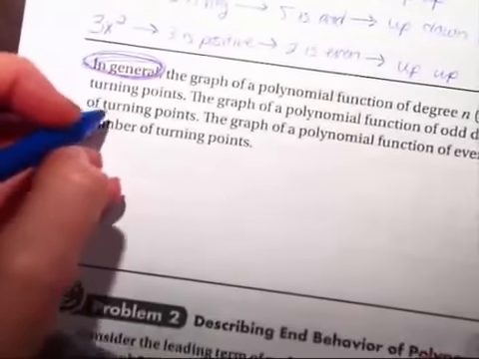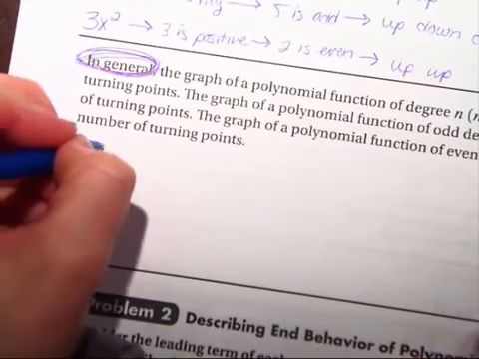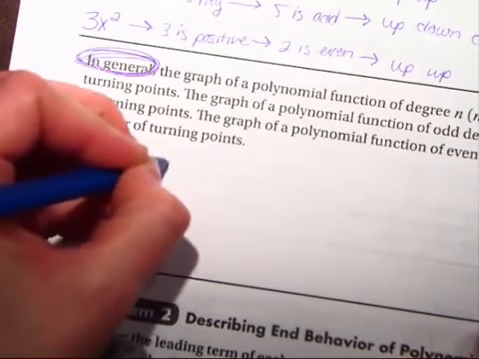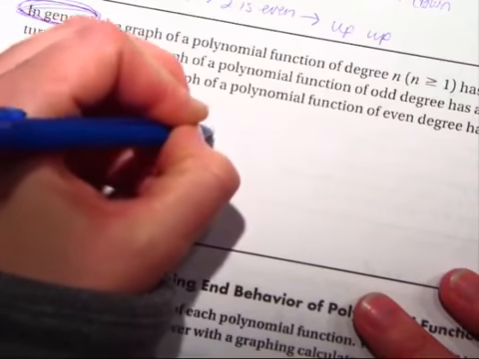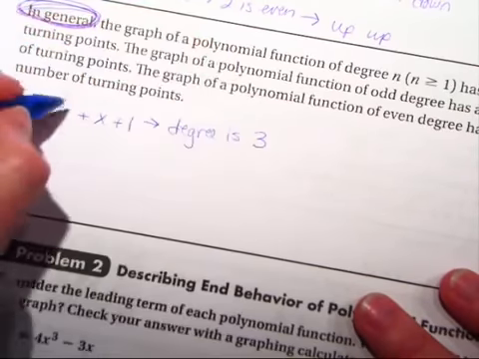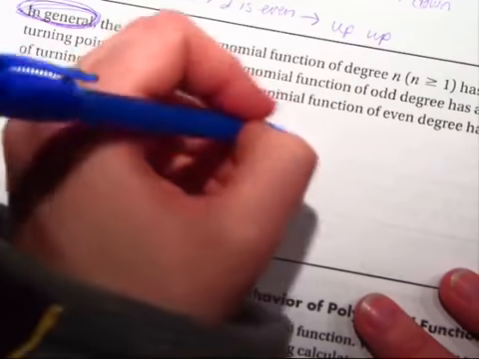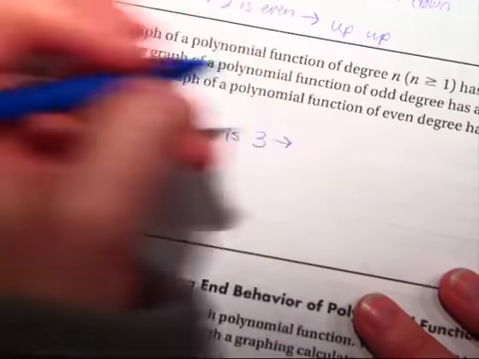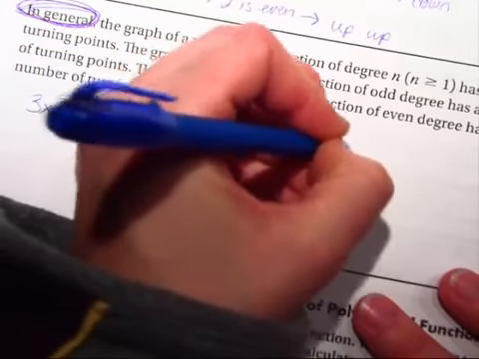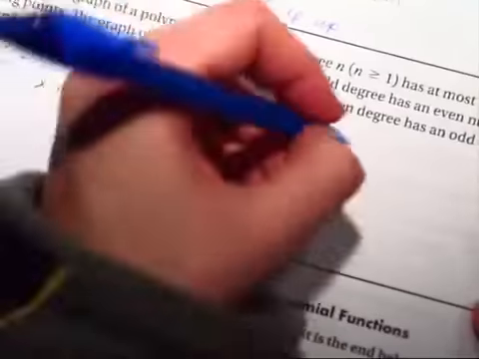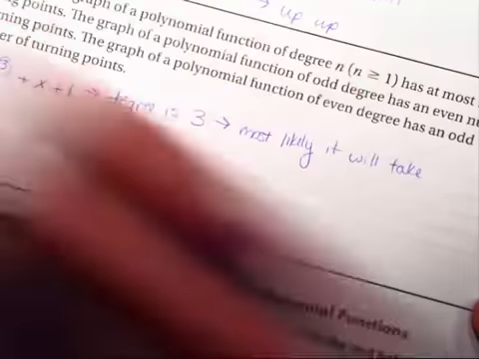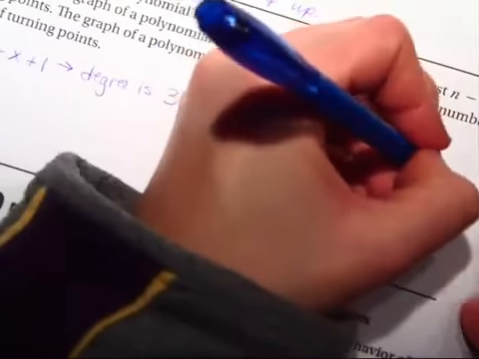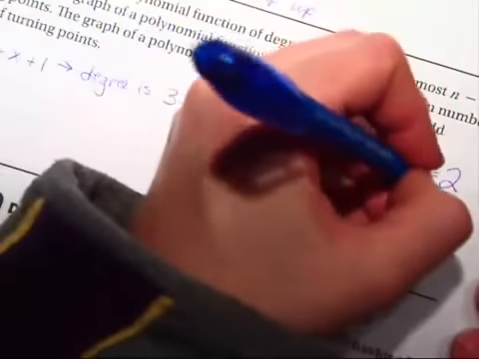So here's your example of this paragraph. If you had 3x cubed plus x plus 1, you would tell me that the degree is 3 because of this exponent. That means that in general, or most likely, it's going to take, you ready? In general, it will most likely take 3 minus 1, 2 turns.